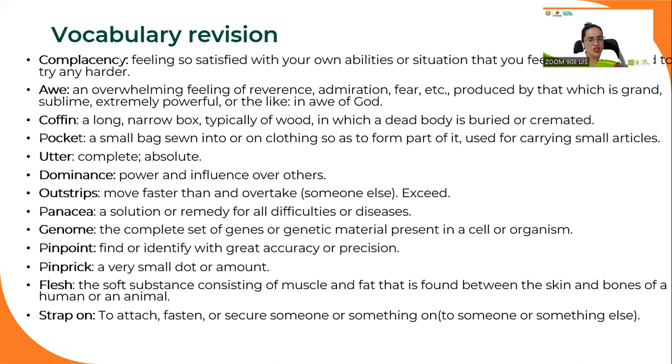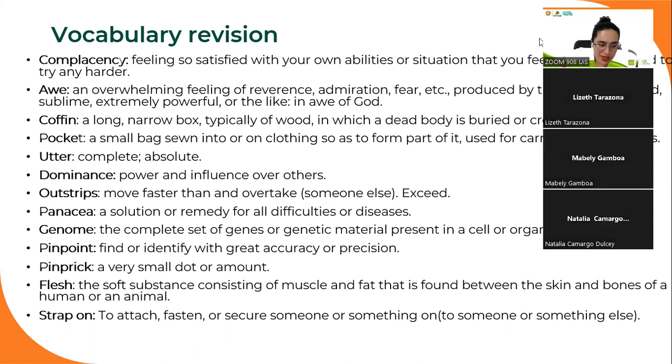How do you say this in Spanish? Como la carne, no? Yes, la carne, the flesh. So that's the correct word. When we refer to the one that we eat from cows, we say meat. But if you talk about humans, you say flesh, okay? Human flesh. Strap on, so this is a verb, to attach or secure something onto someone or something else. Attach it, strap on, like amarrarlo, okay? Strap on.